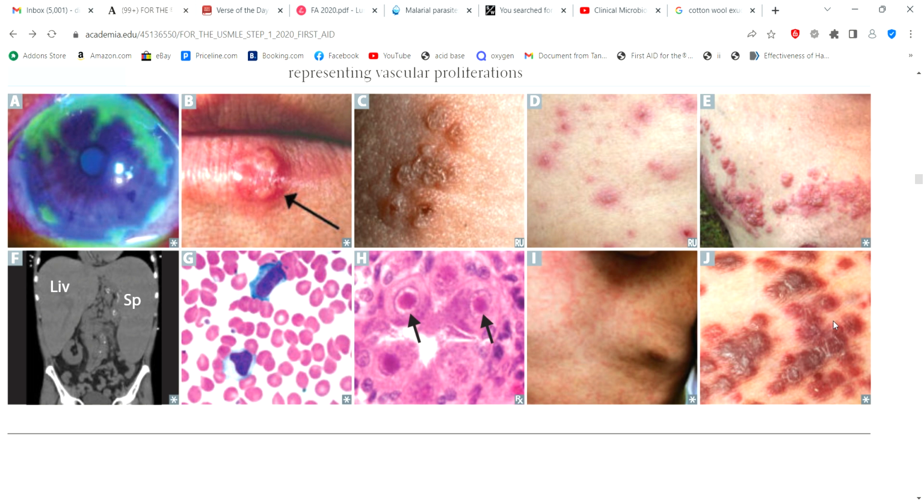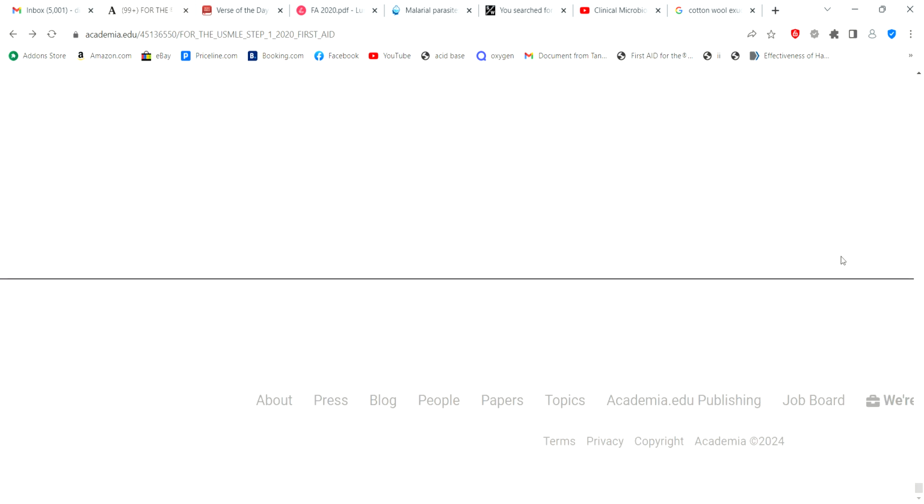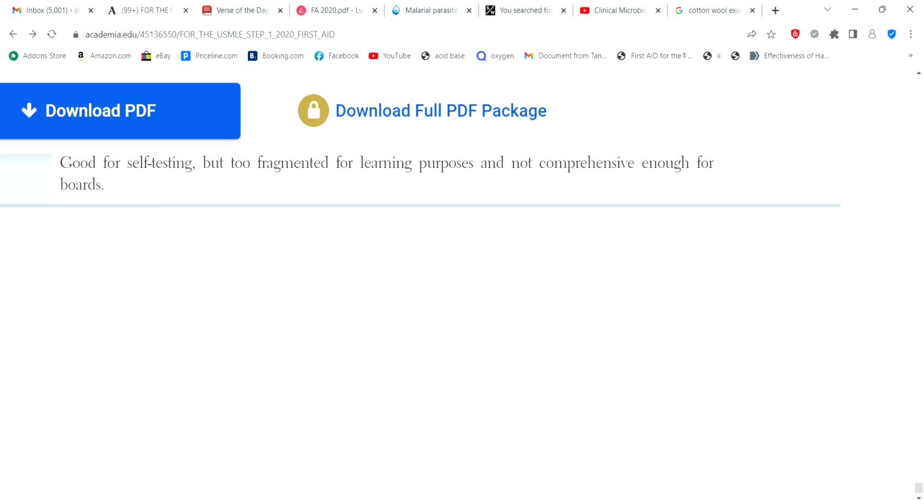Kaposi sarcoma, caused by HHV8. Okay. It can also affect the GI tract and the lungs. This is Kaposi sarcoma.